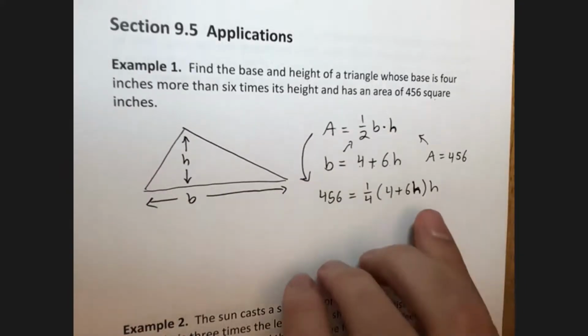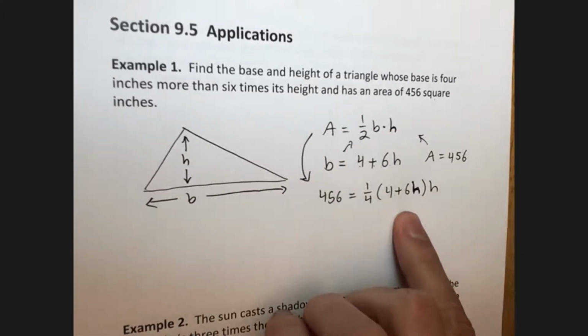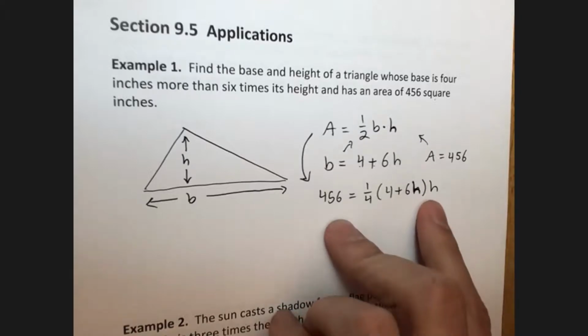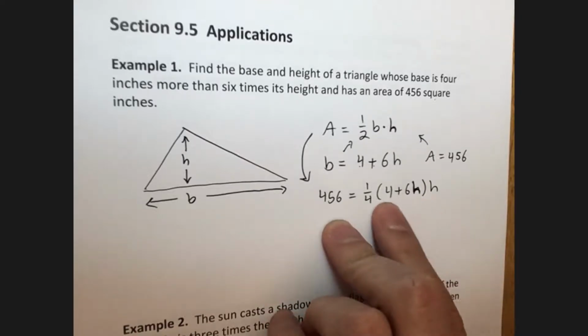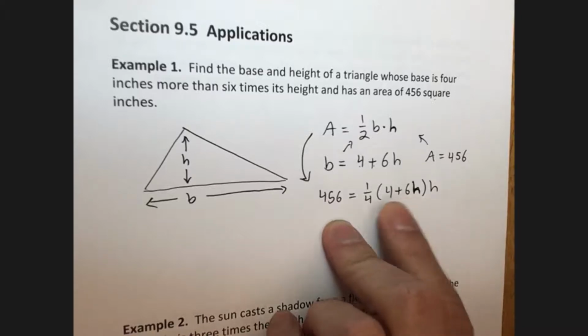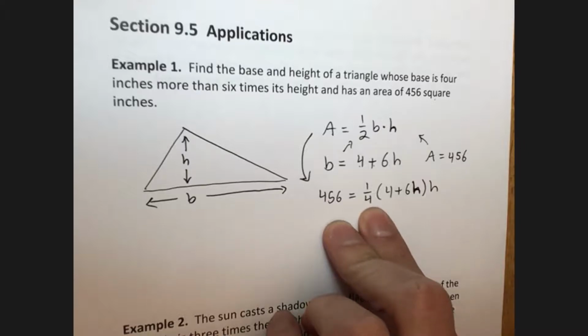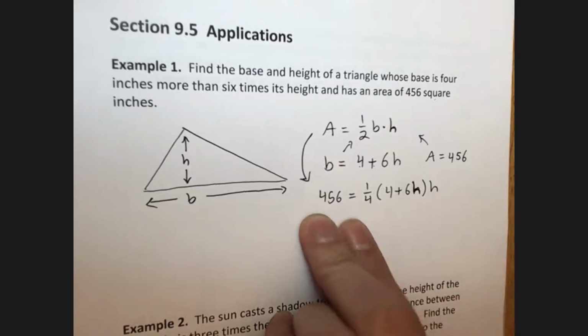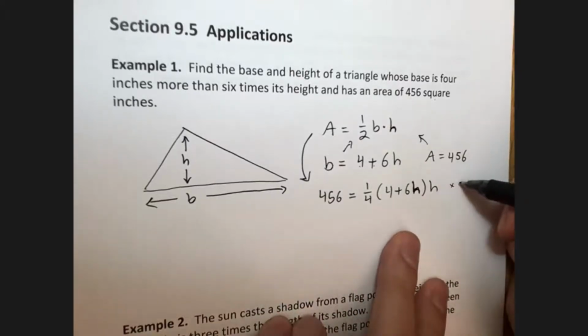Well, on the right-hand side here, I see that if I multiply through by h, I'll get an h squared. So this will become a polynomial, right? I'm not liking this 1/4 though. I don't really want fractions in my problem. So maybe the very first thing I should do is to multiply both sides by 4. Okay? So multiply both sides by 4.